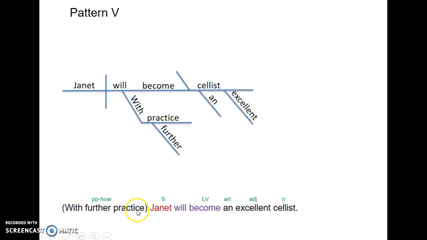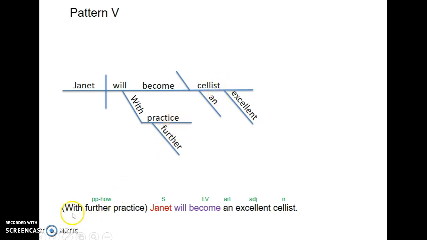We start with the prepositional phrase here, which we're going to skip for the moment. So we jump to our subject, which is Janet. We have 2 verbs, will, become. Our main verb is become, and that is one of those linking verbs. And then we scan the sentence and we get to a noun, cellist. So our main elements here are Janet is the subject, will become is our verb, but become, the main verb, is a linking verb, which makes it pattern 4 or 5. And then we get to the noun cellist, and we know that it is a pattern 5 because pattern 5 has the noun as the subjective complement.